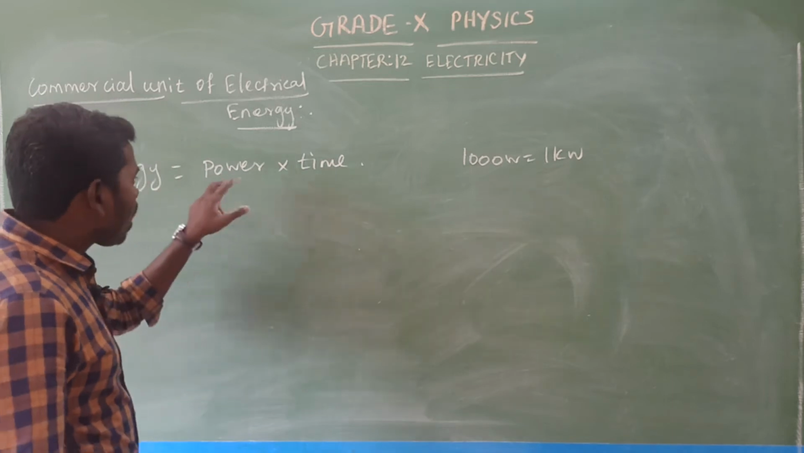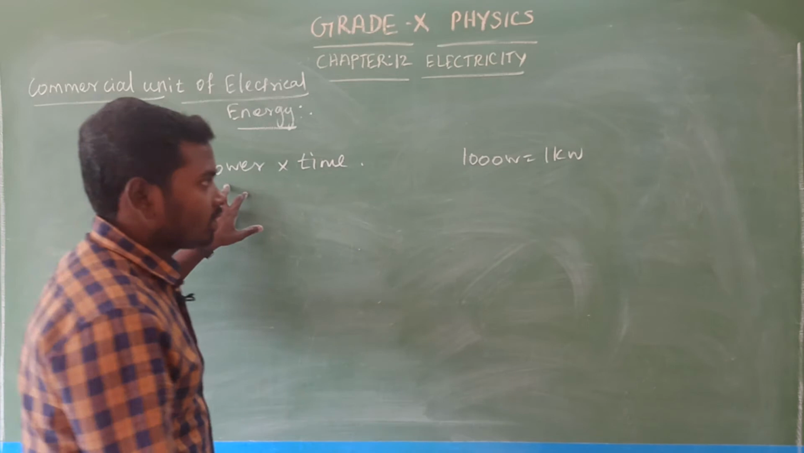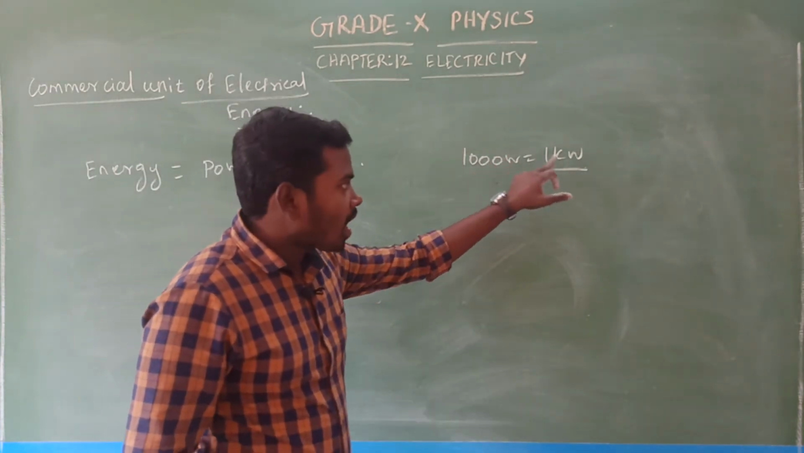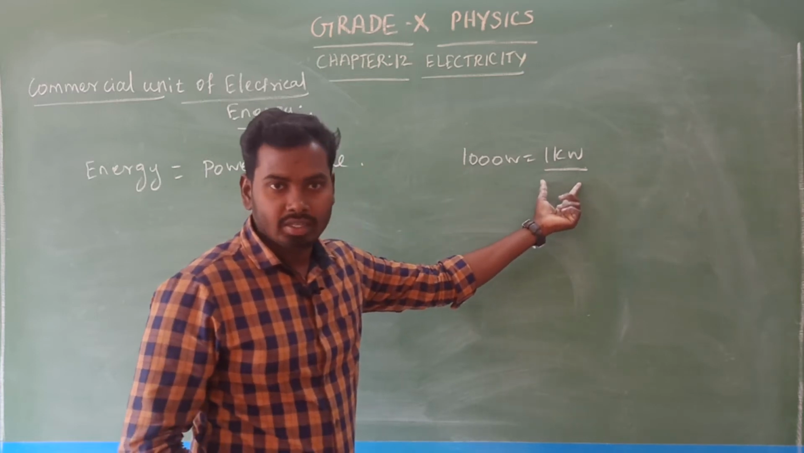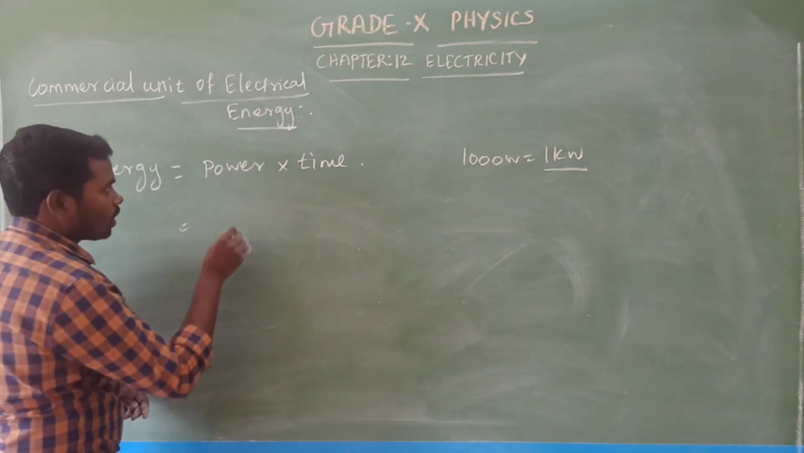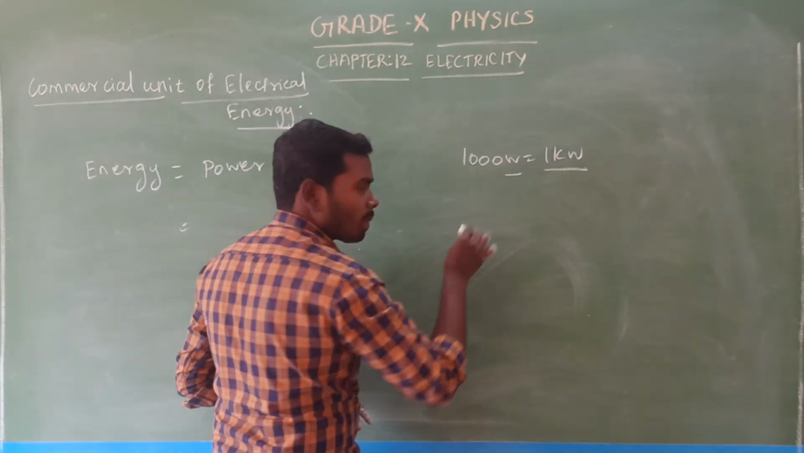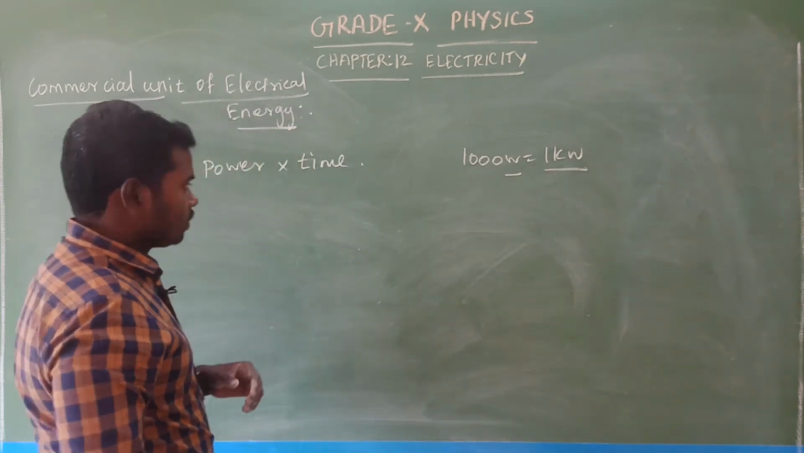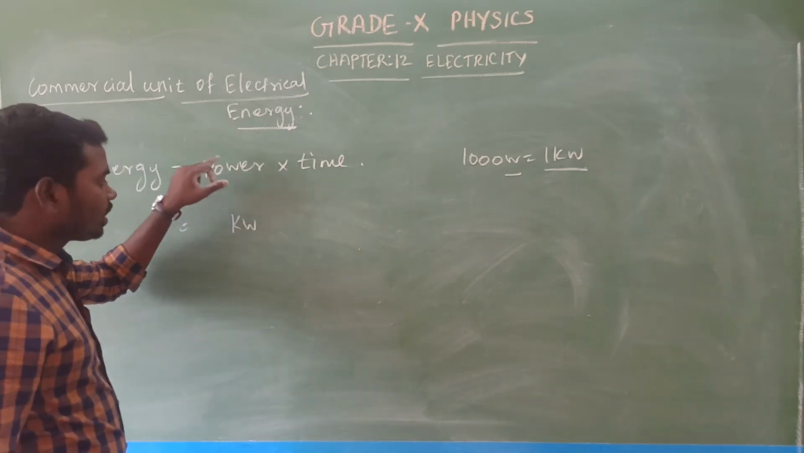Now I am going to mention this power in kilowatt. I am going to take this one, because already we know watt is a very small unit and kilowatt is the bigger unit. I am going to take this bigger unit for my convenience. So I am going to mention this power in terms of kilowatt. The SI unit of power is watt, but watt is a small unit, so I am going to take kilowatt. So power is taken in terms of kilowatt.